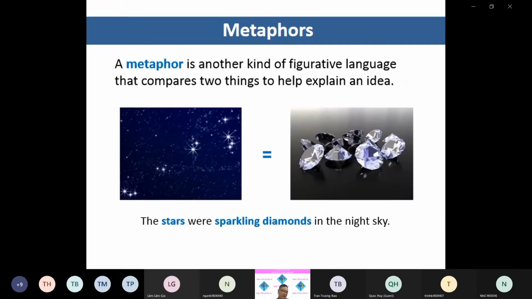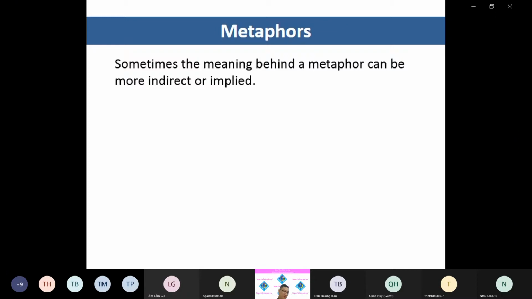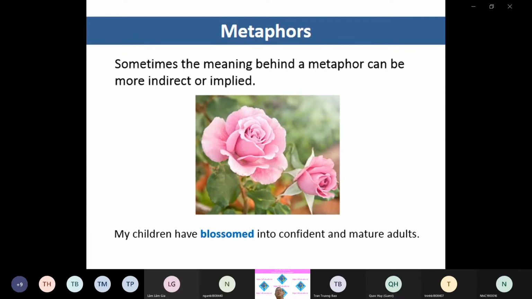The main difference between a simile and a metaphor is that a metaphor is an equal comparison, describing something as if it actually were something else. Therefore, when we use metaphors, we do not use like or as. Sometimes the meaning behind a metaphor can be more indirect or implied. My children have blossomed into confident and mature adults.